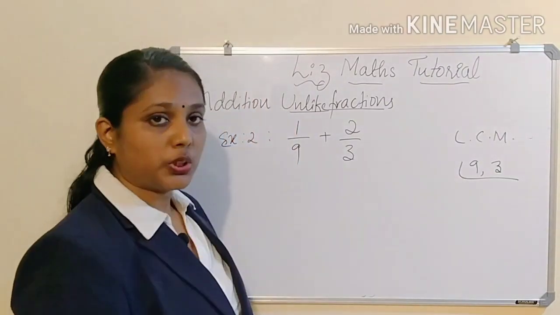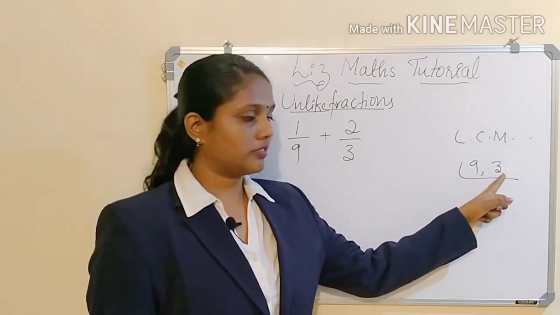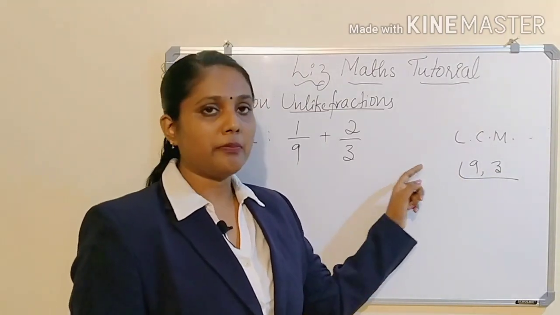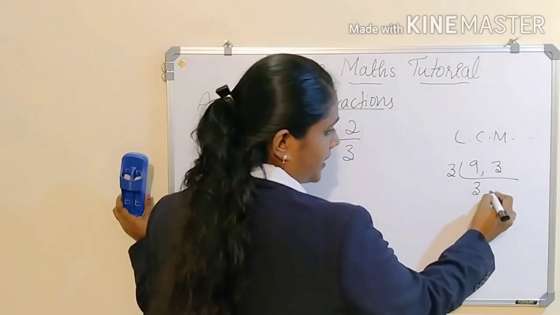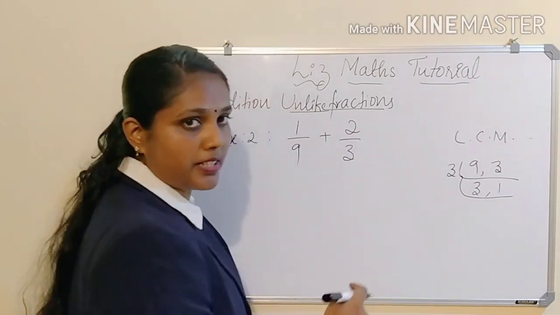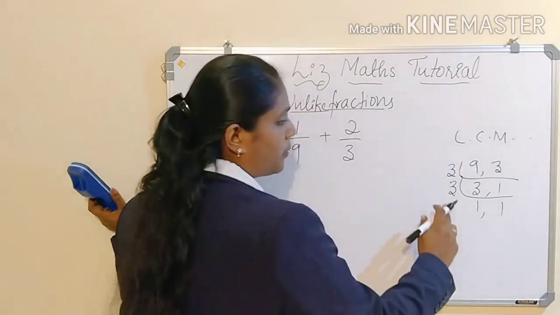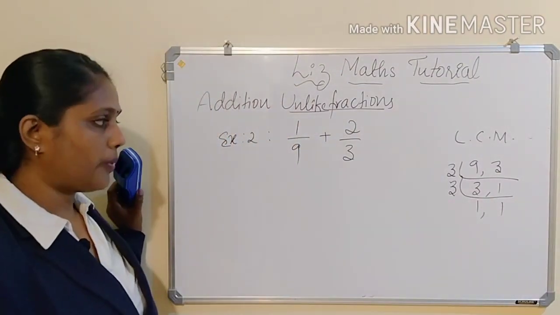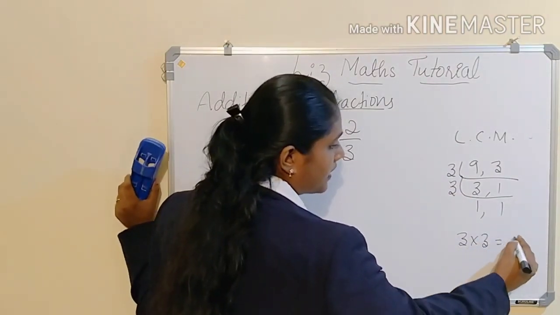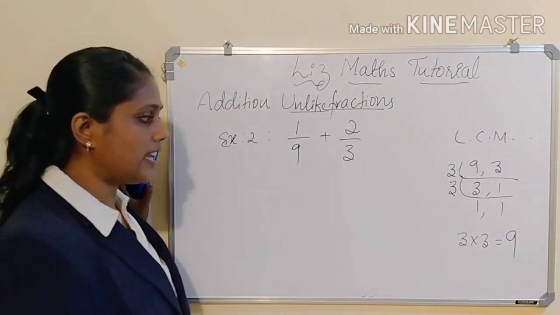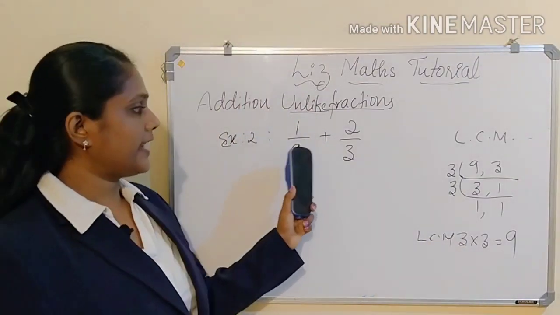So here 2 is the first prime number. If you go with 2, you cannot divide this. So the next prime number, 3. 3 will help you. See here, 3 3s are 9, and 3 ones are 3. So in the 3 table it's going. Now again there is 3 remaining, so that also you have to make it 1. So 3 ones are 3, and here the remainder is 1. So here 3 3s are 9. That 9 is the LCM. So 9 is the LCM of 9 and 3.